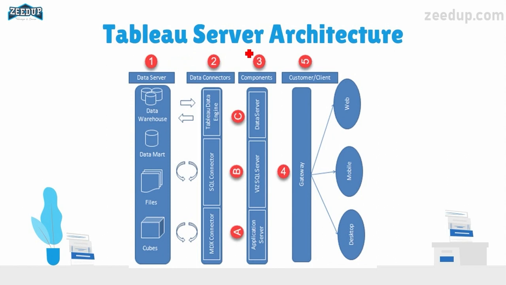There are various layers that are used, which are given over here in this particular diagram. So let us understand them one by one. The first one is Data Server. As you can see, it is pointed by this number 1. Now, what is this Data Server? It is the primary component of the Tableau architecture, and the data sources connect to it.